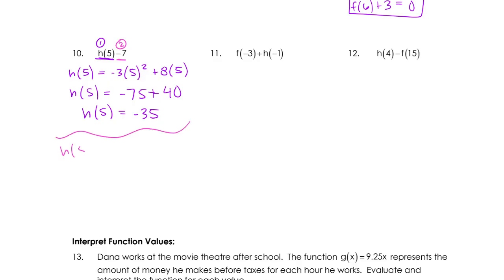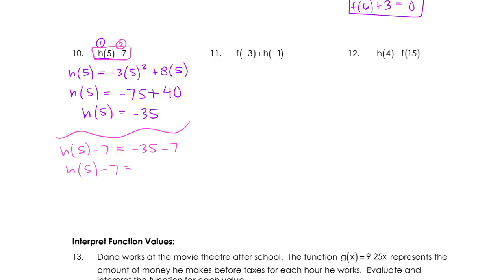But again, it's taking the entire thing. So then really now we have h of 5 minus 7. Again, the left side is you telling me what you're doing. You're going to take whatever you got for h of 5, which for us was negative 35, and then we're going to subtract 7 from that value.